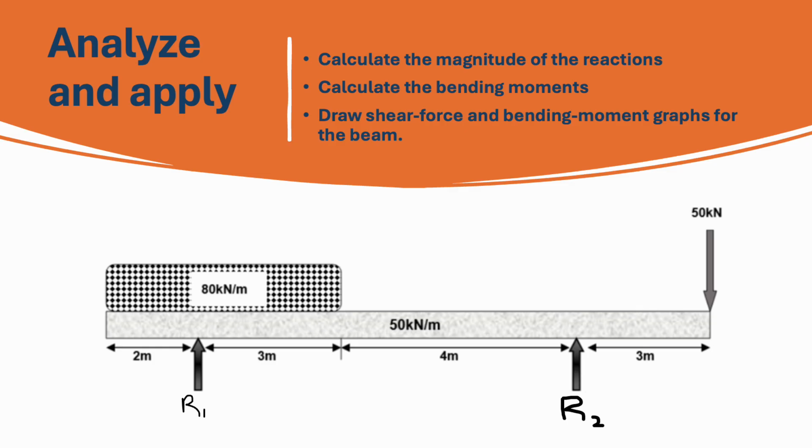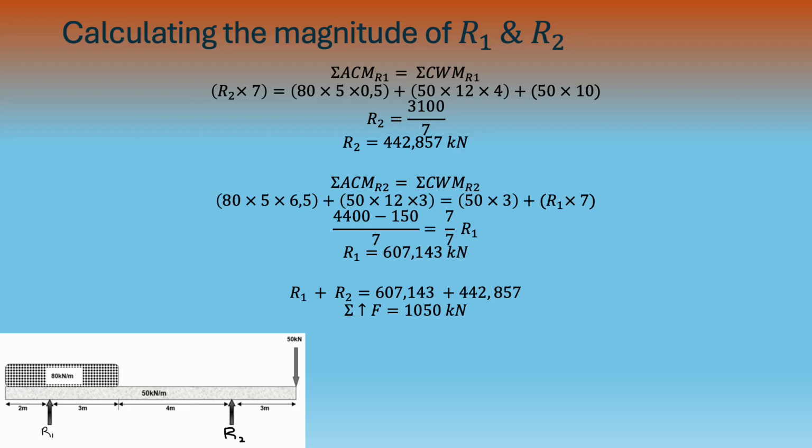We're looking at this beam. We've got the weight of the beam. We've got a UDL of 80 kilonewton per meter. We've got R1, R2. We've got the 50 kilonewton concentrated load. What do we need to do here? We'll be calculating the magnitude of R1 and R2, calculating the bending moments, and drawing the shear force and the bending moment diagrams. Our first step is to calculate the magnitude of R1 and R2.